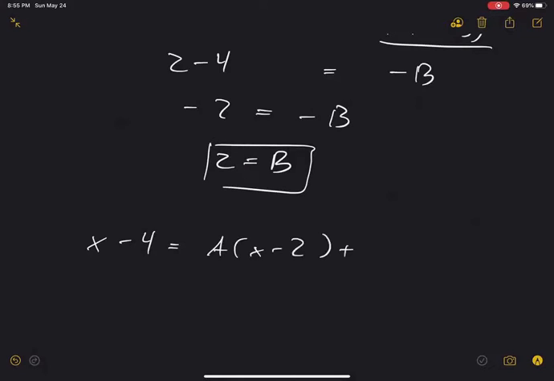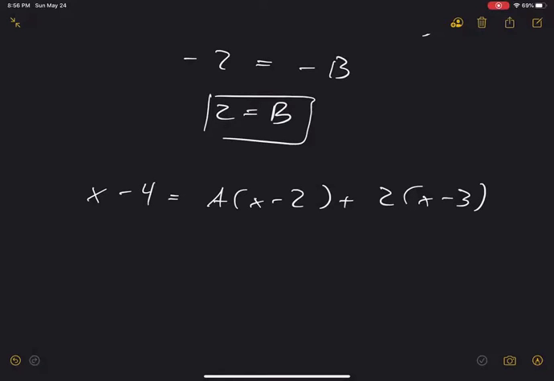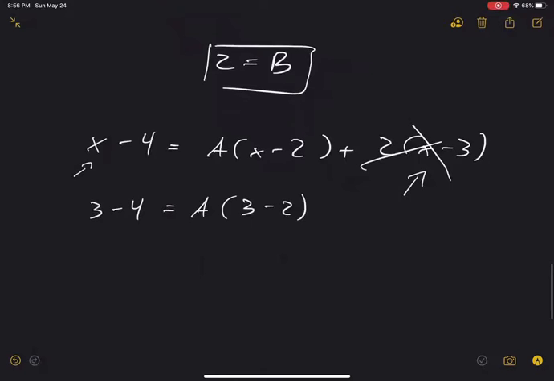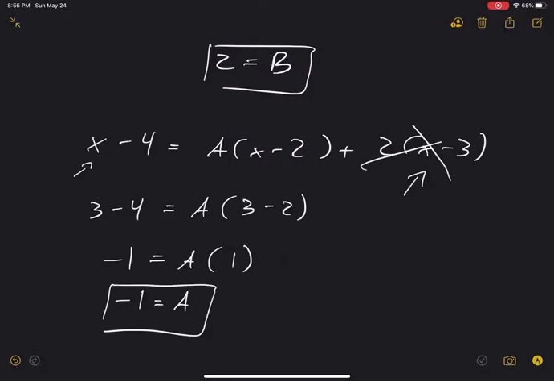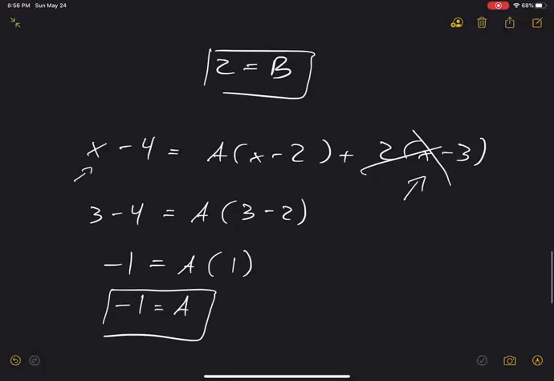Again, we started here. Now I've solved for b. B is 2, so let's plug that in for b. And then if I plugged in 3 to both sides, what's going to happen? This term would cancel completely, right? I'm going to have 0 there. If I plugged in 3 here, I have 3 minus 4 equals a times 3 minus 2. So I'd have negative 1 equals a times 1. In other words, a equals negative 1. So I've solved for my a and b again.